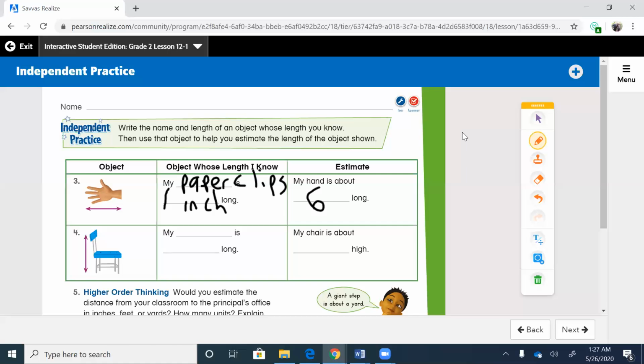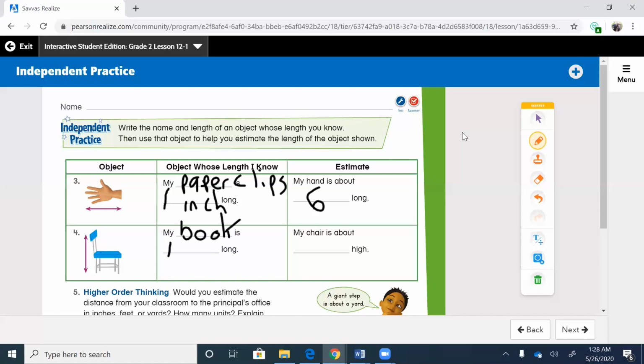All right, and all you have to do is look at your hand, right? And then just start counting. Imagine there's a paper clip, or maybe you have some paper clips at home and you could try it. All right, so let's look at number 4. This time it's measuring the chair, right? The height of the chair from the top to the bottom. So we're going to be using the book.